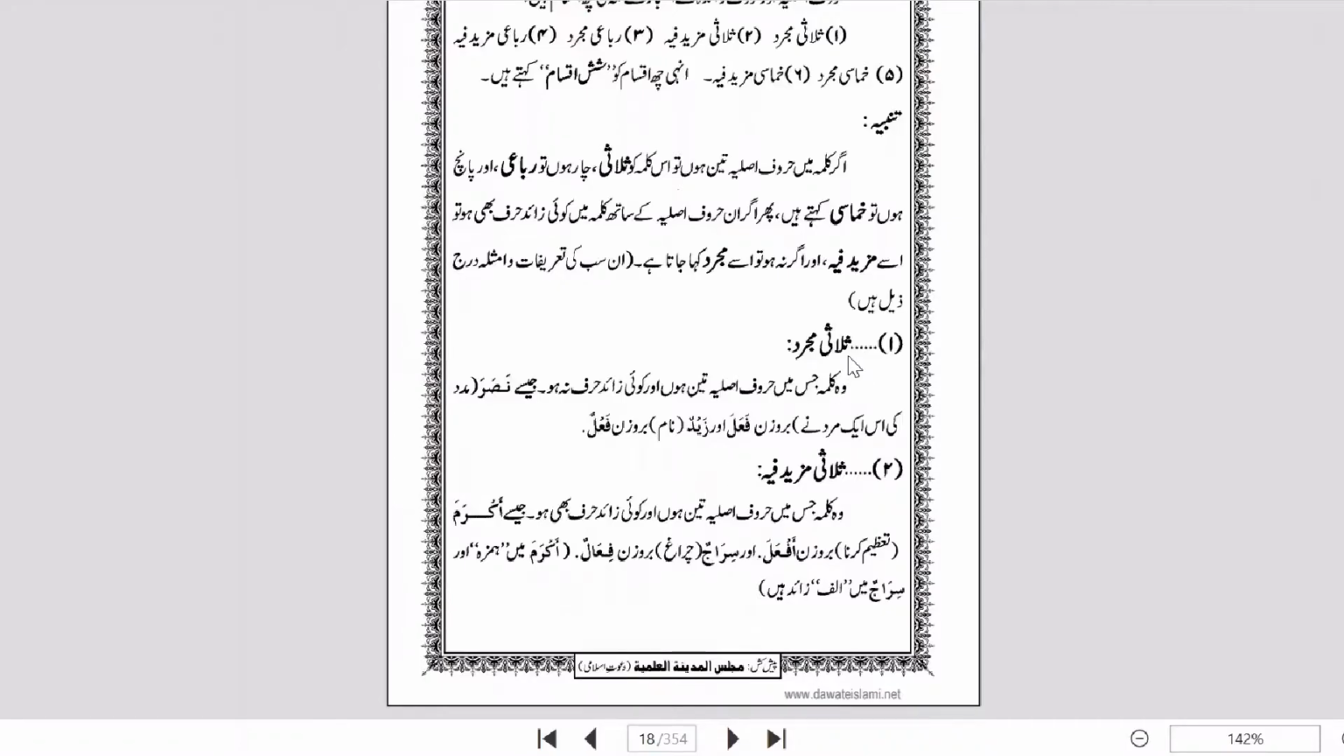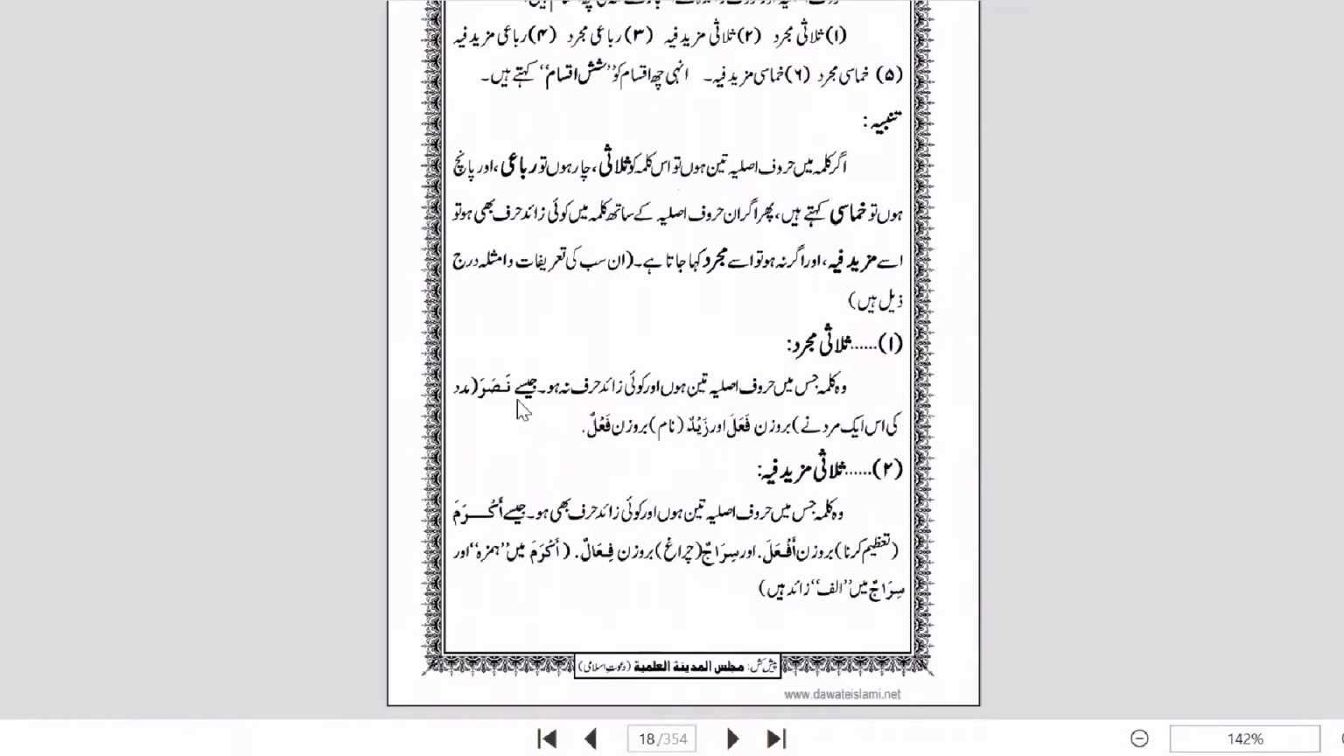Firstly is Sulasi Mujarrad. Sulasi Mujarrad is a word which has 3 huruf asliya and no extra letter, like Nasara, meaning he helped, on the scale Fa'ala. And Zaydun, which is a name of a person, is on the scale of Fa'lun.